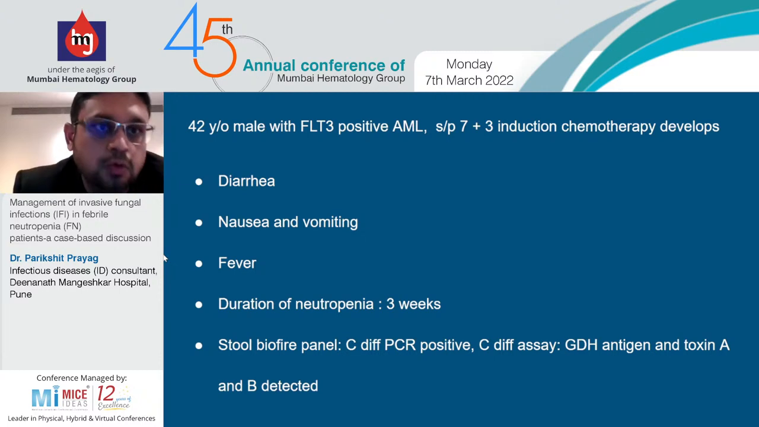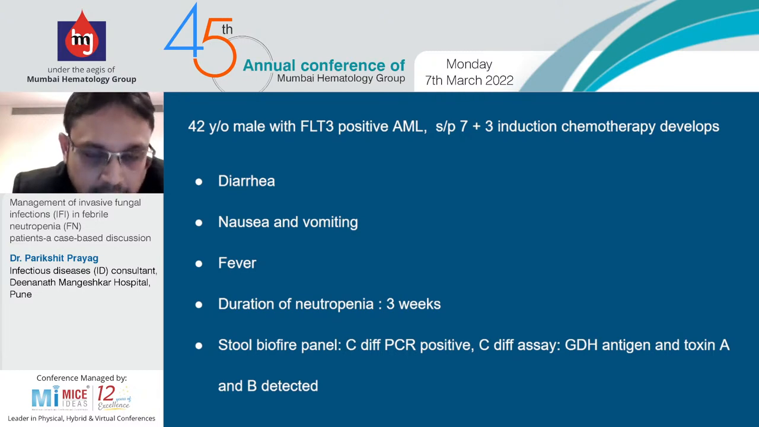This is a 42-year-old gentleman who had a FLT3 positive AML. He underwent 7+3 induction chemotherapy. Towards the end of his induction chemotherapy, he started developing diarrhea, which was initially non-bloody, watery, greenish in color. He also developed some nausea and vomiting and low-grade fevers. By then, he had had neutropenia for about 3 weeks. And of course, as we all know with our AML patients, qualitative neutropenia is a significant factor to be considered.